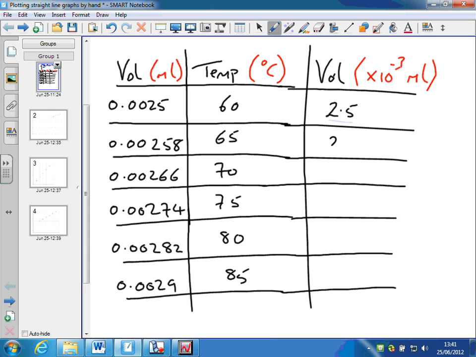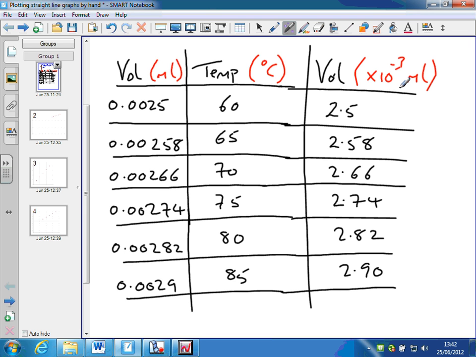So this next one will be 2.58 times 10 to the minus 3. And so on. 2.66 times 10 to the minus 3. 2.74, 2.82, and 2.9 or 2.90. So now these are much more convenient data points to plot on a graph. And this is an important idea to be able to do this. Of course, this number could be anything. I could have used 10 to the minus 4 and called it 25, 25.8, and so on. But we tend to, in engineering notation anyway, work in multiples of 3.